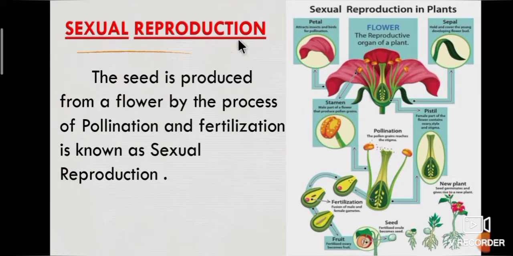First one, sexual reproduction. What is sexual reproduction? The seed produced from a flower by the process of pollination and fertilization is known as sexual reproduction.